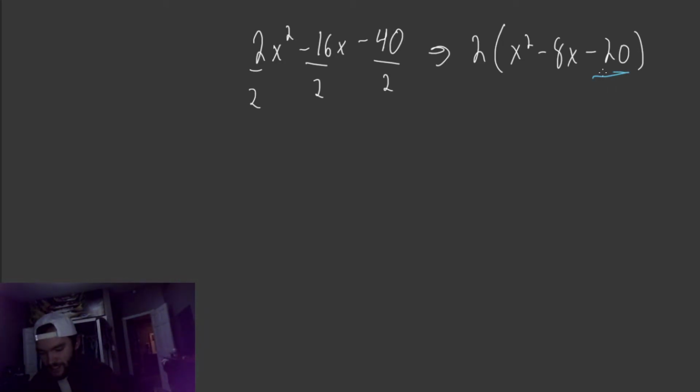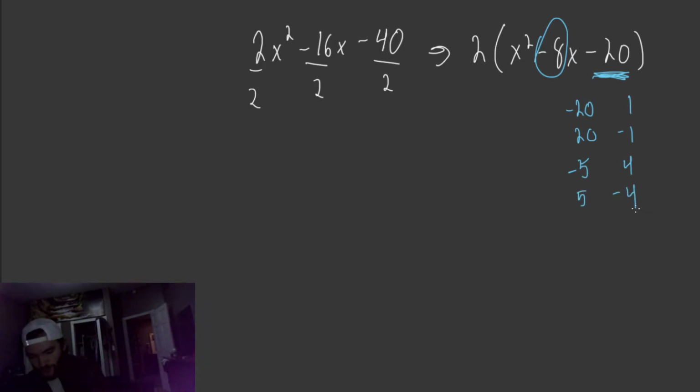I'm going to look at negative 20, and I think, what goes into negative 20? That means that the numbers being multiplied have to multiply to become negative 20, right? One of them is going to have to be negative. So I know that negative 20 and 1, 20 and negative 1, that's probably not going to help me because, again, I'm looking at negative 8, right? I want these numbers to add up to negative 8. So what else goes into 20? You could say negative 5 and 4, and 5 and negative 4.